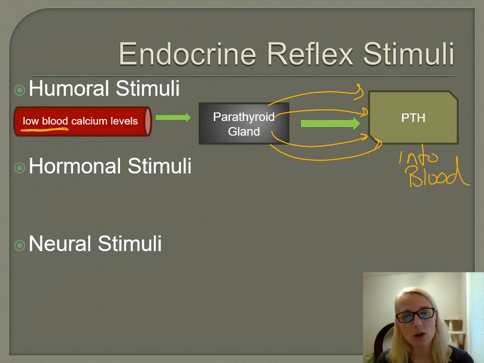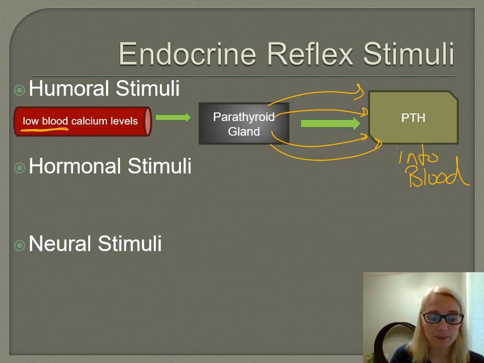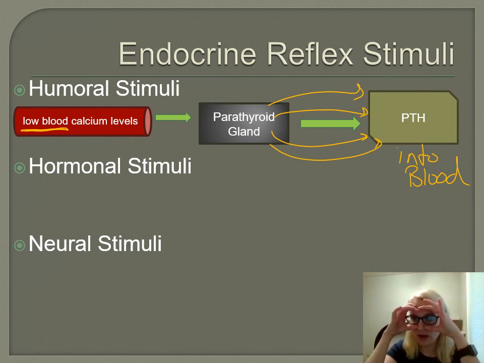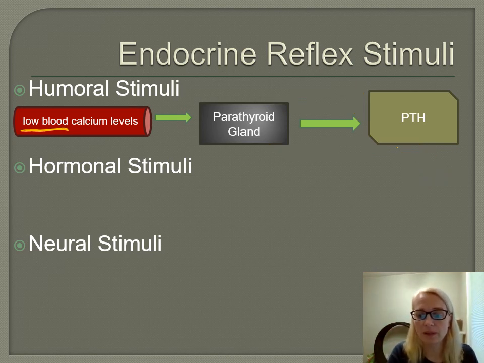So the PTH goes and does its job. If you remember, parathyroid hormone targets your osteoclasts to increase their activity to break down the bone matrix, releasing blood calcium. It targets your digestive viscera to help increase the absorption of calcium. And it targets your kidneys to hold on to any calcium going through the filtrate so we do not pee out the calcium and can retain it for our blood levels. Blood levels will go back up. The monitoring cells say, okay, blood levels are back to normal, so they turn it off and do not release the PTH anymore.